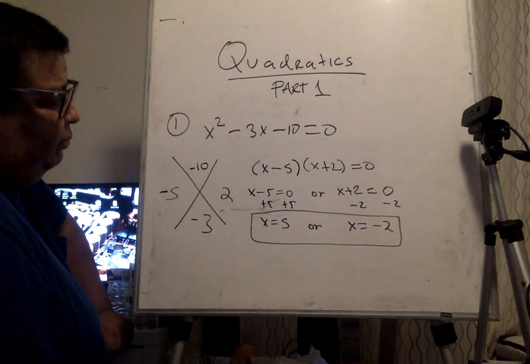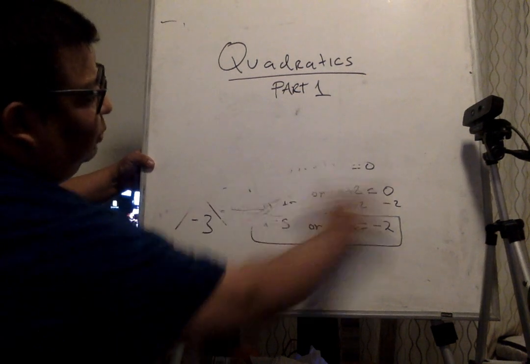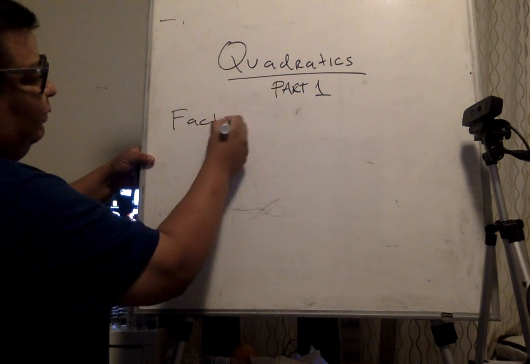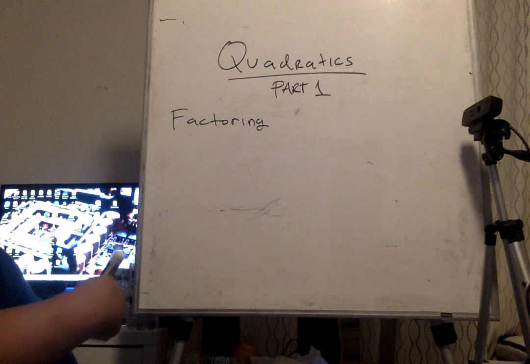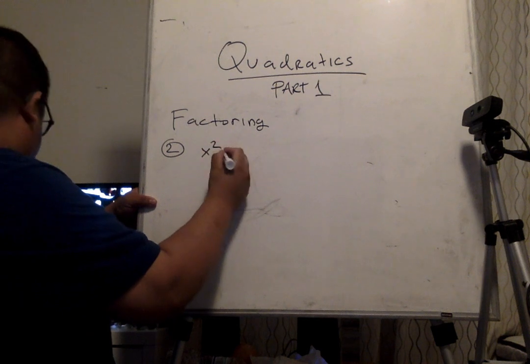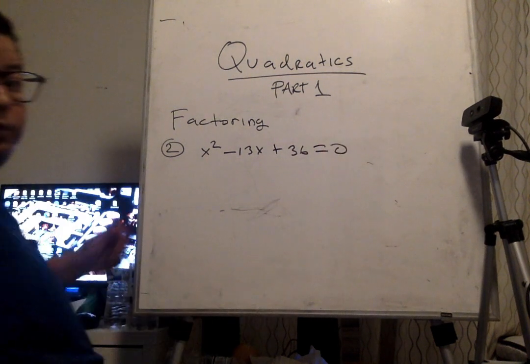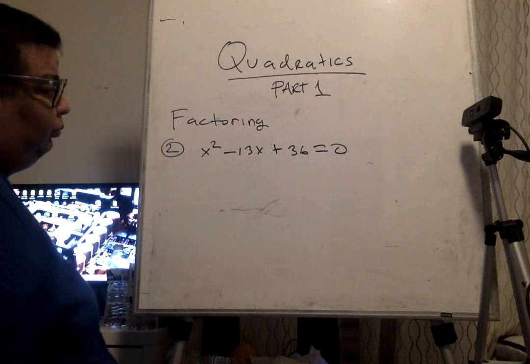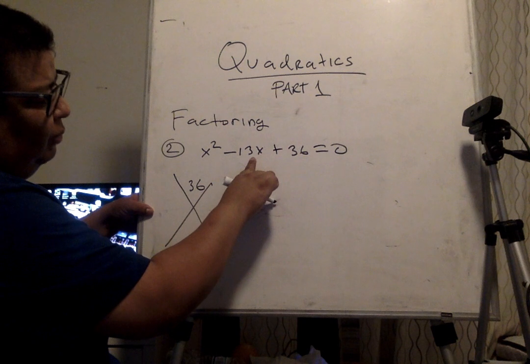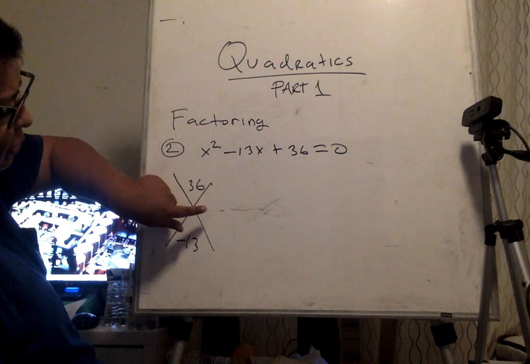So let's look at a similar example, because we need to learn. So let's go to problem number 2. Right now, remember, we're working with the method of factoring. Problem number 2 says x squared minus 13x plus 36 equals 0. So we draw an x. Remember, the last term we put on top, and the middle term, the one with the x, we put on the bottom. So what two numbers, when you add them, give you negative 13, and when you multiply them, give you 36?